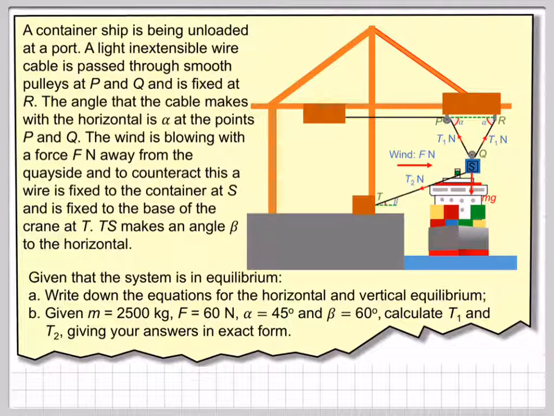So, looking at the diagram, here we've got the crane. And we have the ship here and the container being unloaded. The cables pass through this pulley here and this pulley here, but fixed at this point here. There's a wind blowing here, F newtons, and the container has a separate wire going down to the base of the crane, which makes an angle beta with the horizontal.